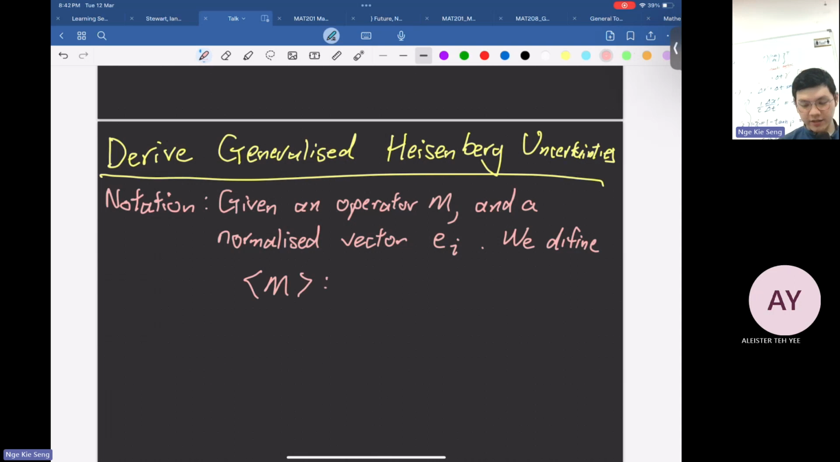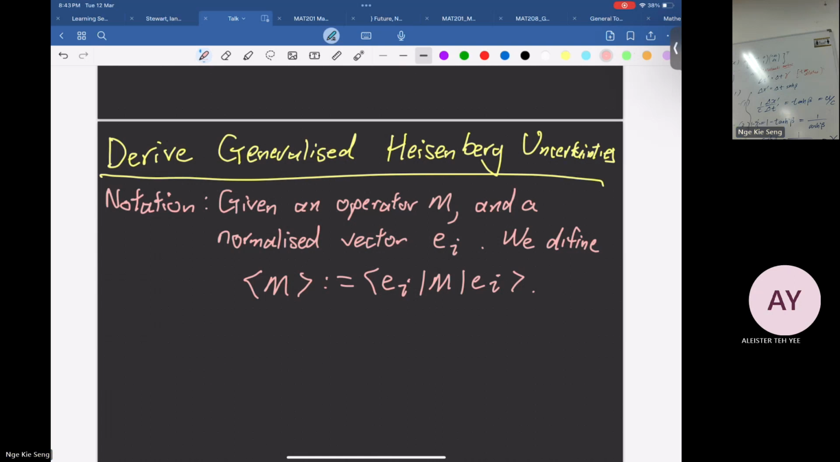Because I don't want to keep writing bracket EI, MEI, I'm going to introduce this shorthand notation here. Whenever I put a bracket on the operator, what I mean is I take a normalized vector EI and then do a bracket on it. Does this bracket make sense? Operator acting on the vector, so you get a vector. Then you take EI and add on EI. So what's the end product of this? A number, a complex number. So I bracket an operator, I get a complex number. Okay, so far so good.